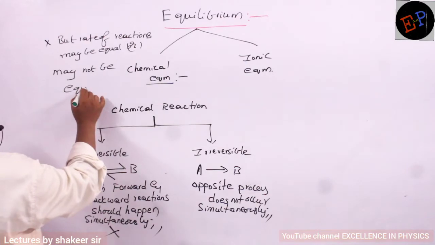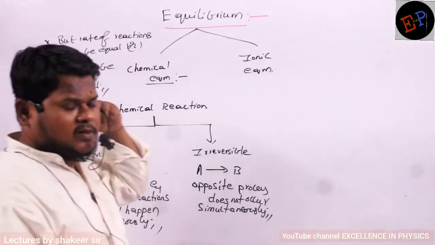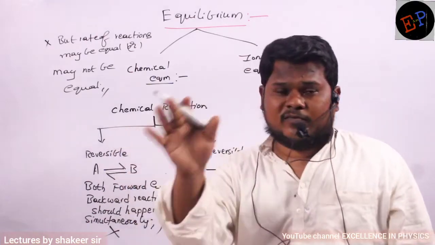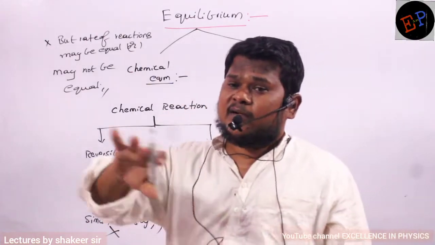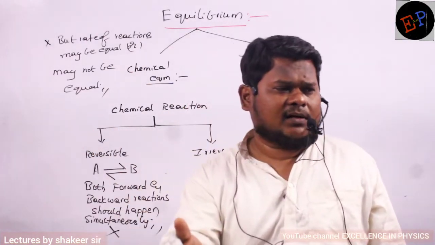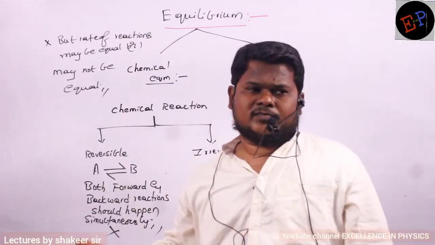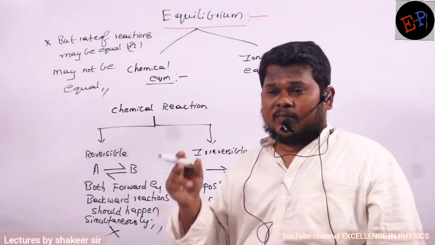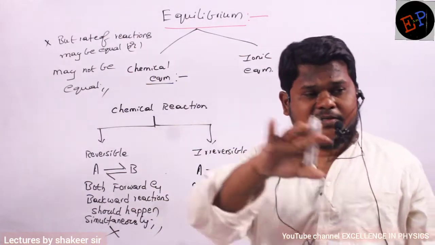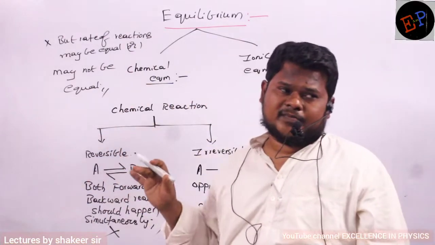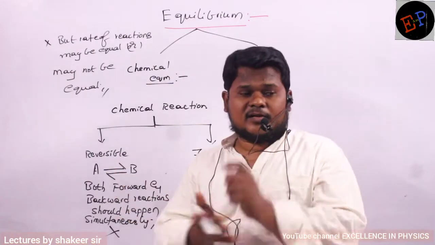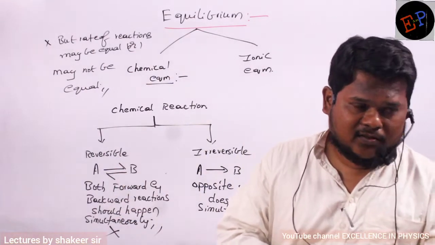What is meant by rate of reactions may be equal or may not be equal? The rate at which products are forming and the rate at which again reactants are forming, they may be equal, they may not be equal also. But definitely this is called a reversible chemical reaction because products are formed from reactants, and reactants are also formed from products. Both are happening at the same time at the same place. Then it is called a reversible chemical reaction. Understood? Make a note.